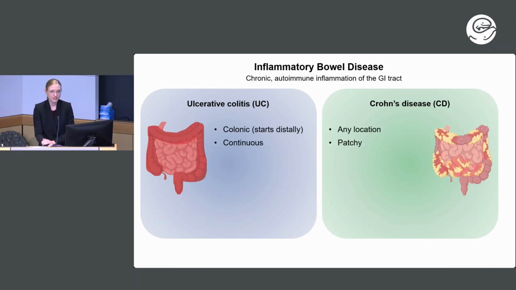In terms of disease location, ulcerative colitis is aptly named because it involves the colon. It starts distally in the rectum, left side, and progresses to involve up to the entire colon, but the inflammation is always continuous. In contrast, Crohn's disease can involve any location of the bowel from mouth to anus, and the inflammation can be patchy with normal bowel interspersed between involved areas.